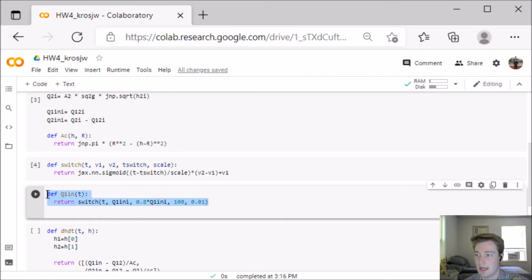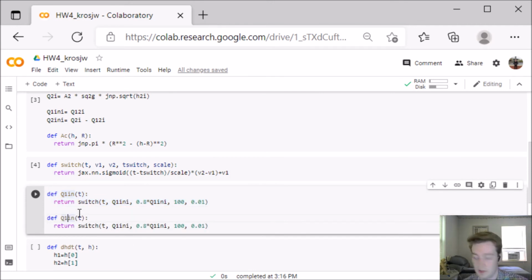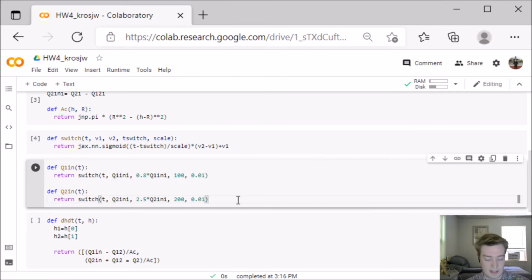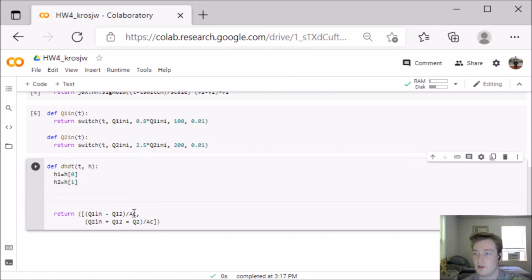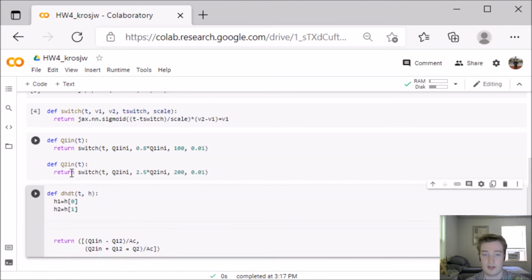And we're going to do the same thing for Q2 in. So if we copy and paste this down here, and call this Q2 in initial, instead of 80%, it was 250%. So 2.5 times Q2 in initial, and at 200 seconds instead of 100 seconds, just like that. All right, so now if we go back to our dHdt, instead of using some of these initial ideas, we're going to use some of the updated ones, so like our Q1 in and our Q2 in.